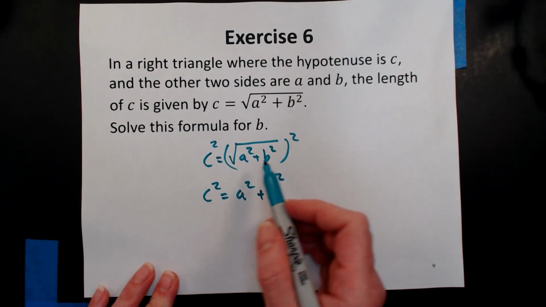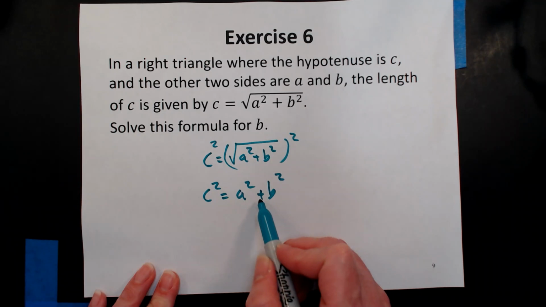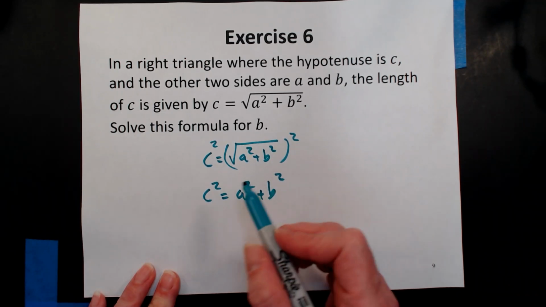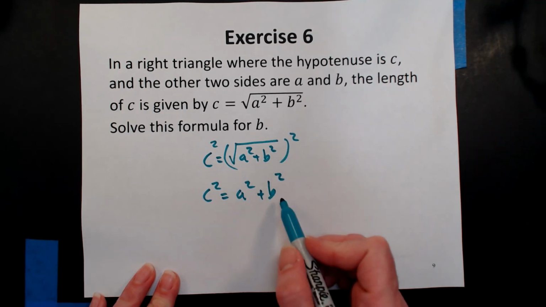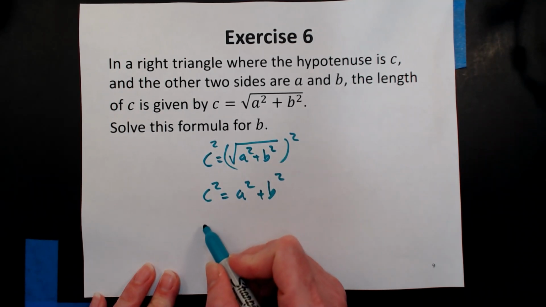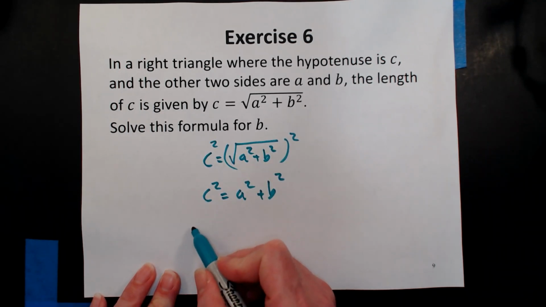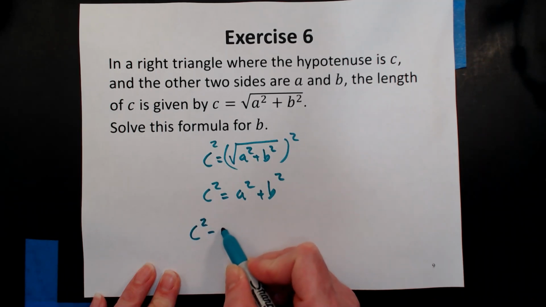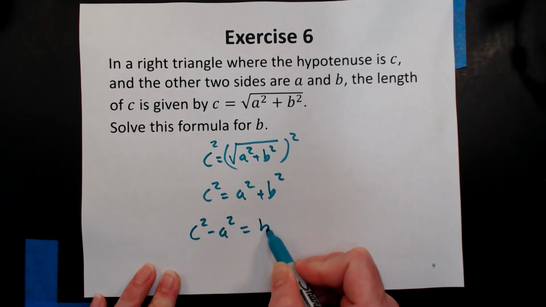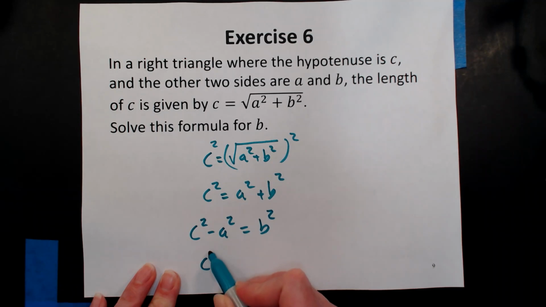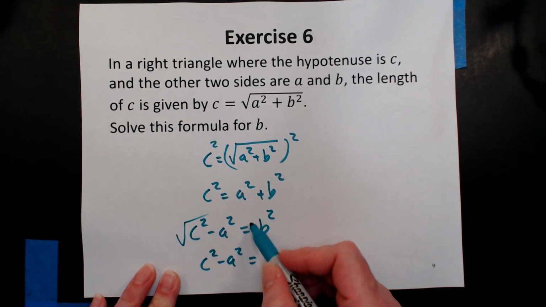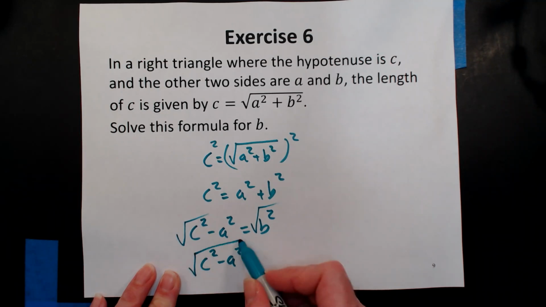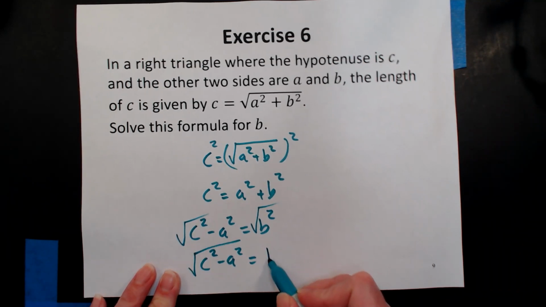And typically this is how we see the formula. The two shorter sides squared, added together, equal the longest side squared. And then we're going to solve it for b by getting b on one side, c on the other. So I'm going to keep b on the right hand side and just say c squared minus a squared equals b squared. And so now I'm going to get c squared minus a squared equals b squared, and I'm going to take the square root of both sides.